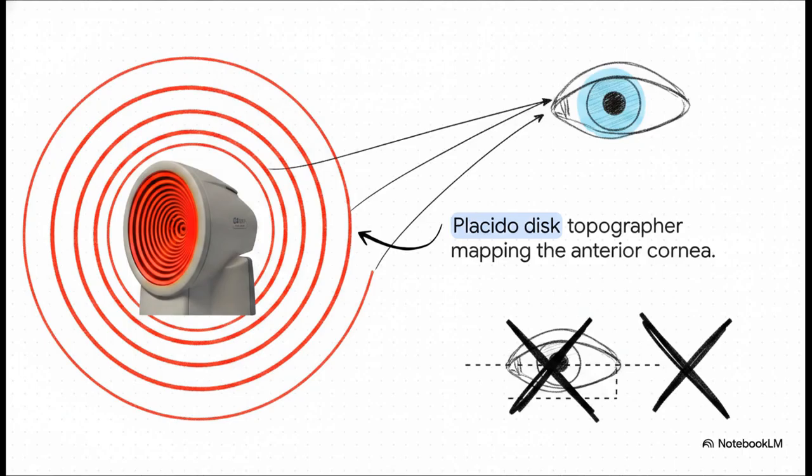If the cornea is warped, think of a misshapen funhouse mirror. Those reflected rings are going to look completely distorted. It's incredibly useful, but remember this crucial limitation. The Placido disc only maps the anterior surface. It gives us absolutely zero information about the posterior cornea or the overall tissue thickness.